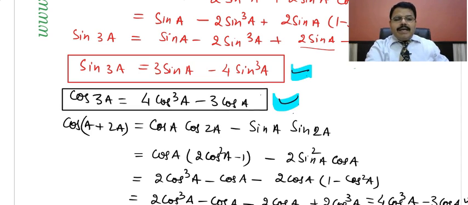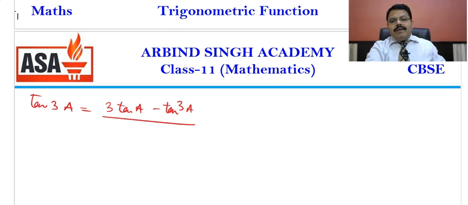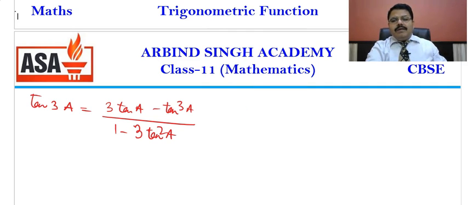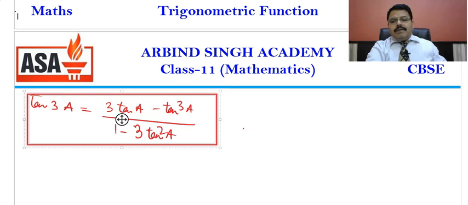And similarly, what will be the formula for tan 3A? If someone wants to write the formula for tan 3A, then what can they write? Tan 3A is equal to 3 tan A minus tan cube A upon 1 minus 3 tan square A. This is the formula, and if someone wants to prove it, you can prove it. Okay, how to deal with this? Let us see.